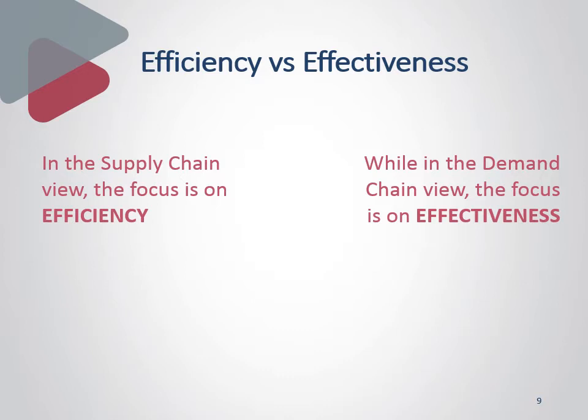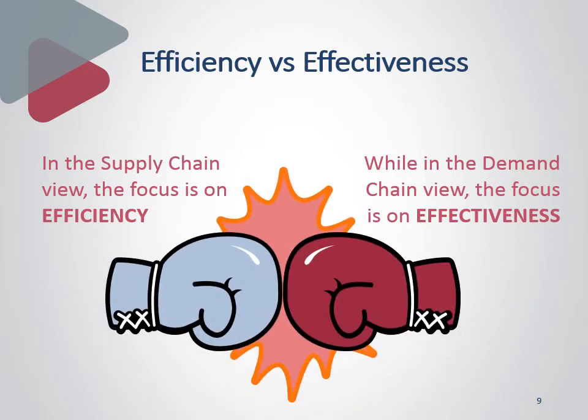How do they do this? They do this by providing better quality products and maintaining a higher level of service. The strategists who study the demand view argue that effectiveness and customer orientation should be aligned with efficient supply chain operations in order to achieve competitive advantage and superior customer value. Basically, they say that both things should go together. Customers should be made happy and efficiency should be ensured.